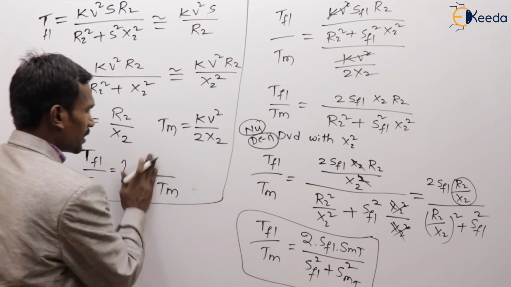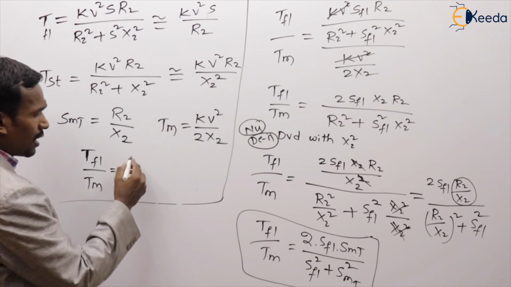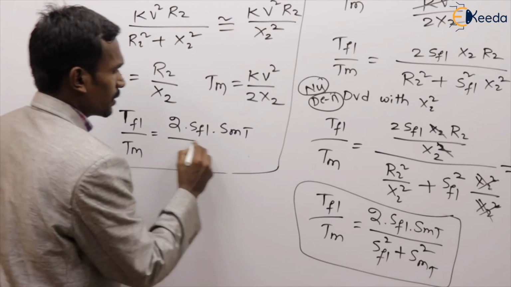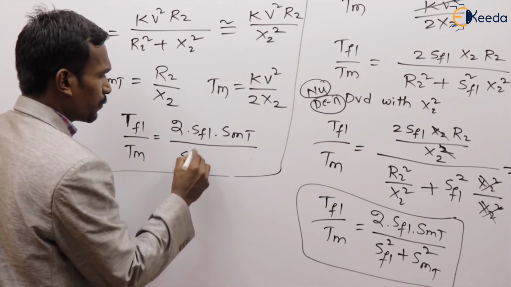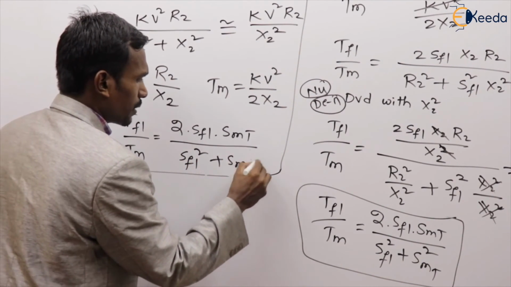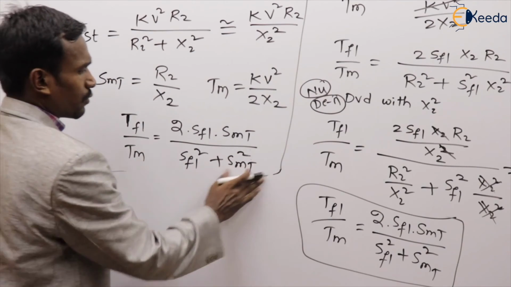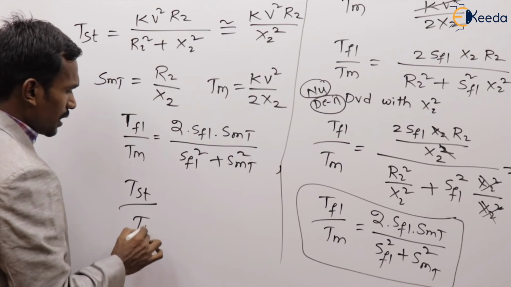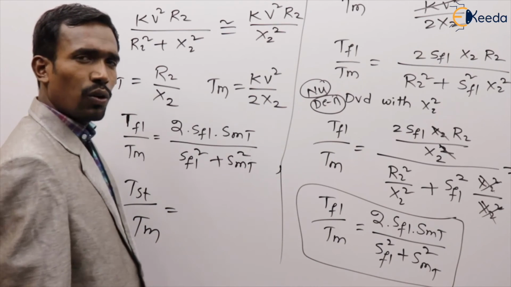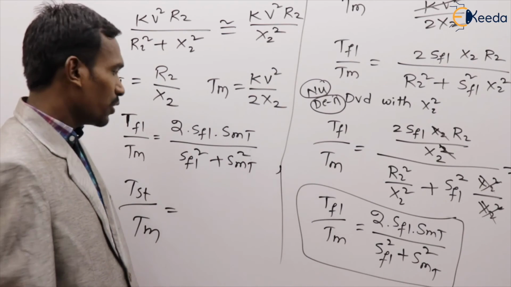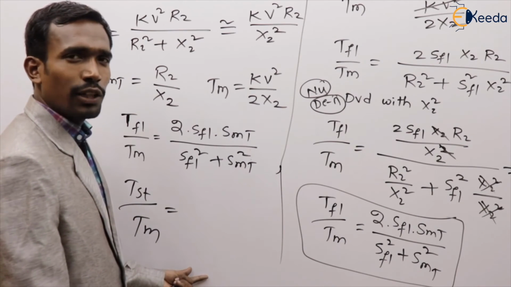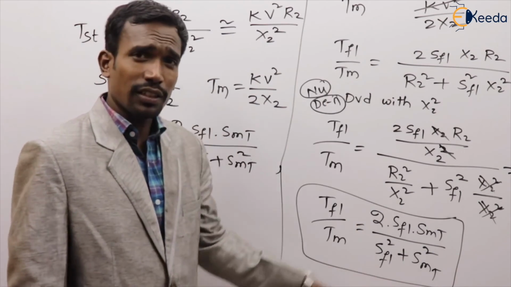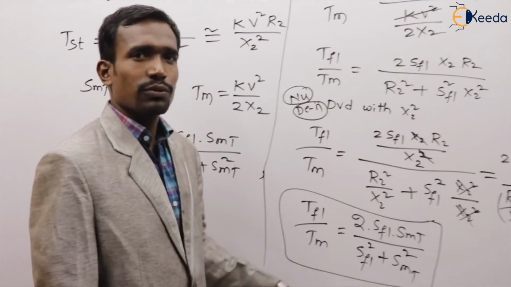Now tell me the answer for this question. 2 into slip at full load into slip at maximum torque, divided by slip at full load square plus slip at maximum torque square. Now tell me what the equation for this is. Pause the video and do the answer. Okay, did you understand or not? If you understand this one, you can do it.